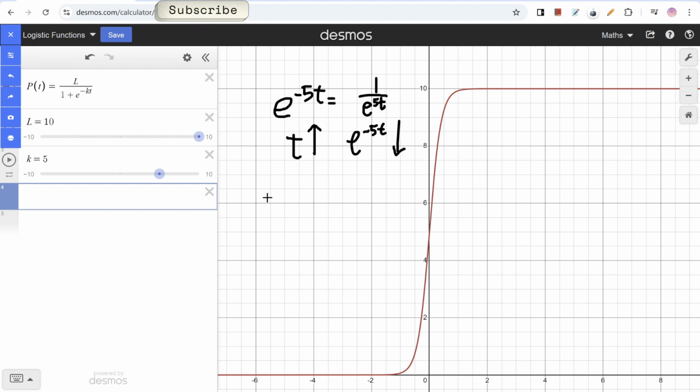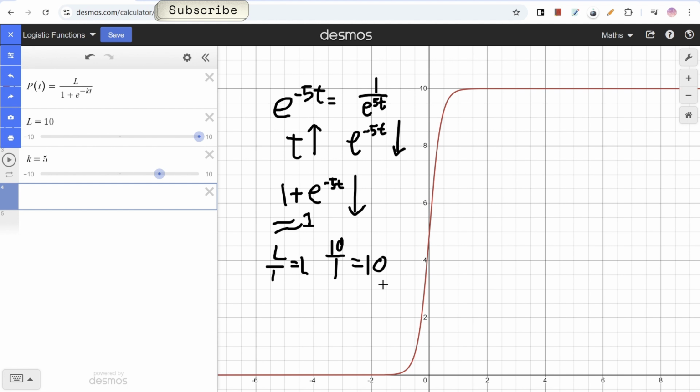So what happens when that decreases? It means that 1 plus e to the power of negative 5t decreases. And as we increase t by a lot, this fraction is really close to 0, but it never is actually 0. So when it's really close to 0, this thing is really close to 1. So what happens when L, our upper limit, or 10, is divided by 1? Well, we get L, or we get 10.